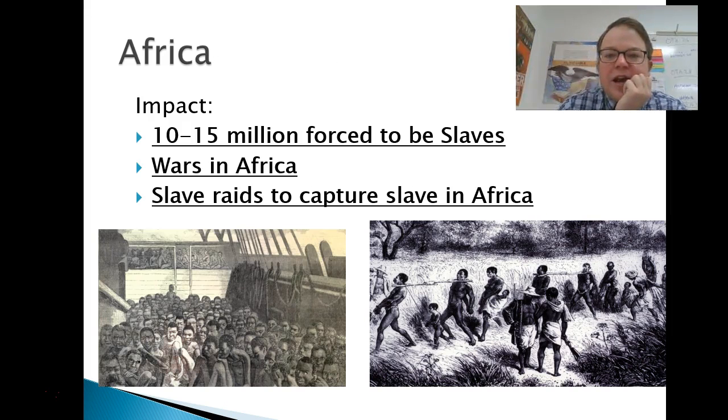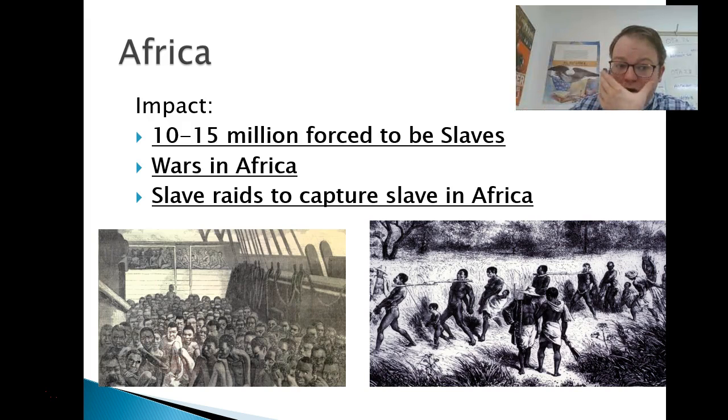Africa. We're going to start at Africa, so we're going to go in order. The impact on the Africans: about 10 to 15 million were forcibly enslaved, and we said about another 20% didn't make it to the colony. So we're talking probably close to 20 million people. That's an estimate. We don't really have great numbers, but some people have said it's probably much higher than that. We're talking the neighborhood of close to 20 million people impacted by the slave trade in Africa.